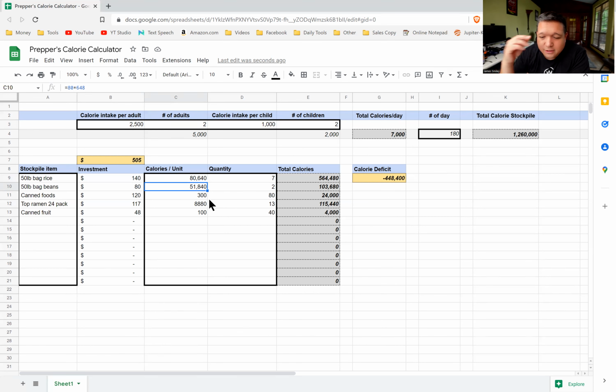Now, there are different kinds of rice and different kinds of beans and stuff like that, but I'm talking about bulk bags of rice and beans.